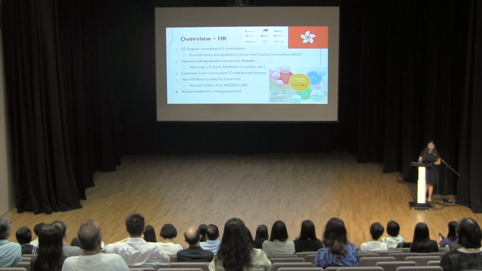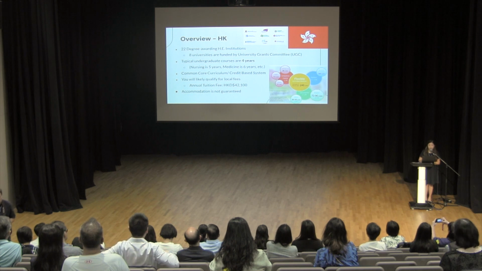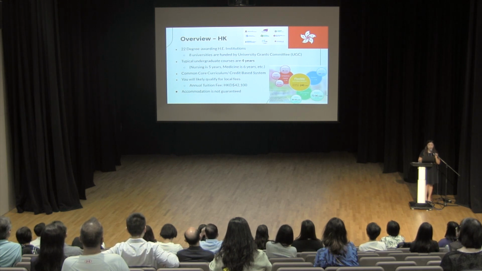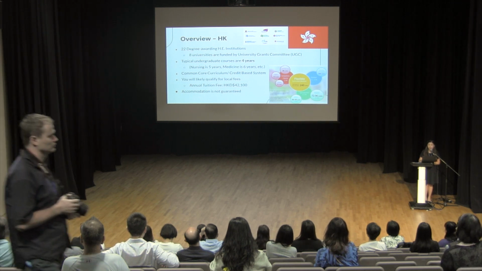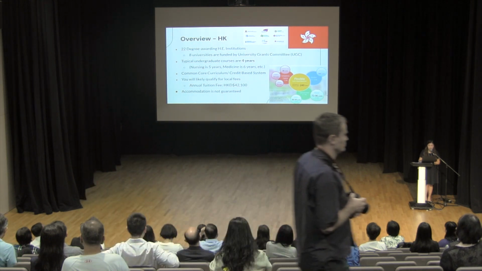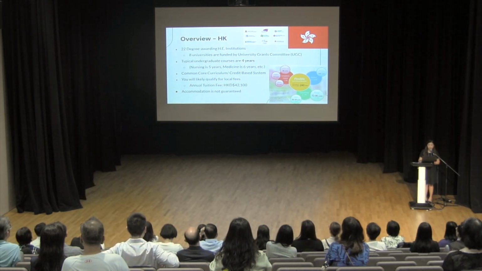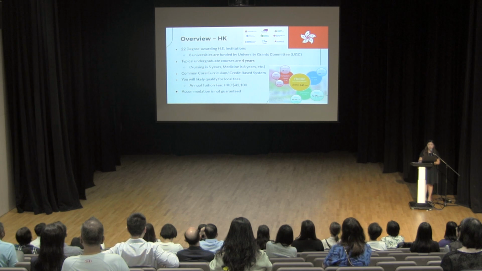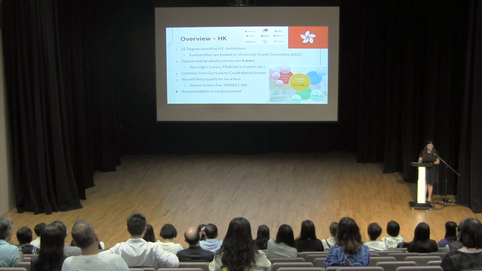While the overview in Hong Kong is that there are actually 22 degree-awarding HE institutions. Not all of those are universities, and 8 of those universities are funded by the UGC, which means they are government funded and public universities. A typical undergraduate course, similar to most other countries, is 4 years, with the exception of nursing and medicine at 5 years and 6 years.